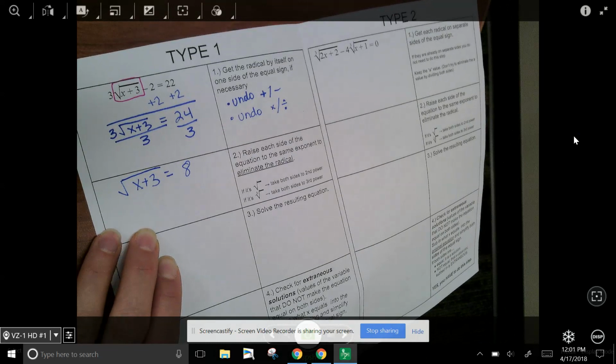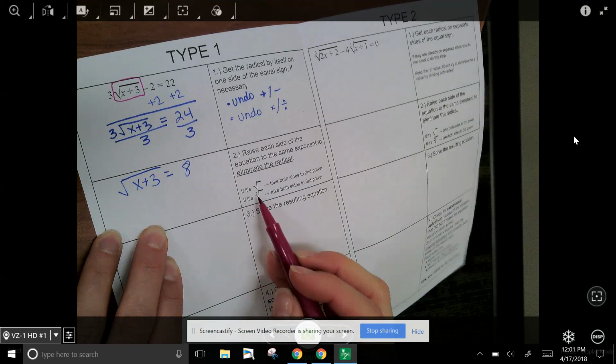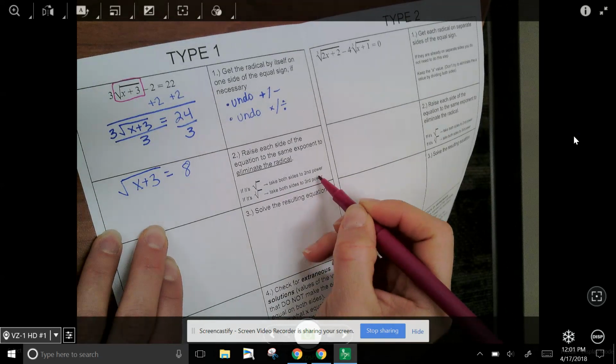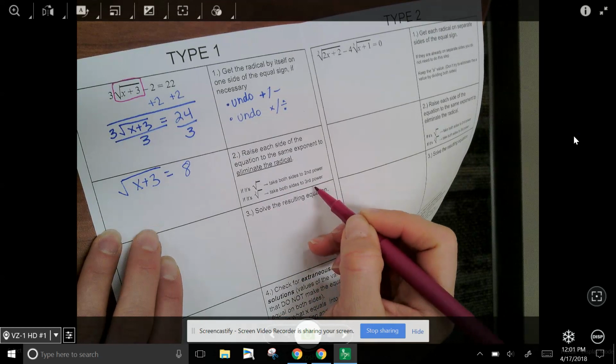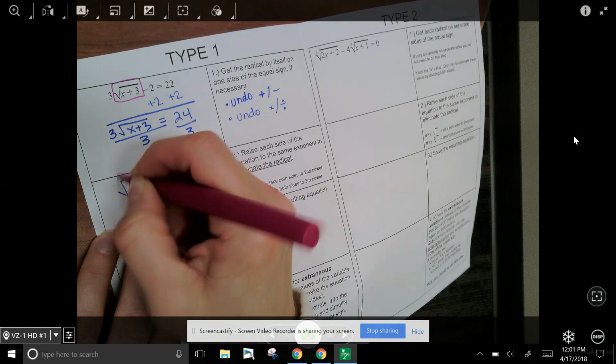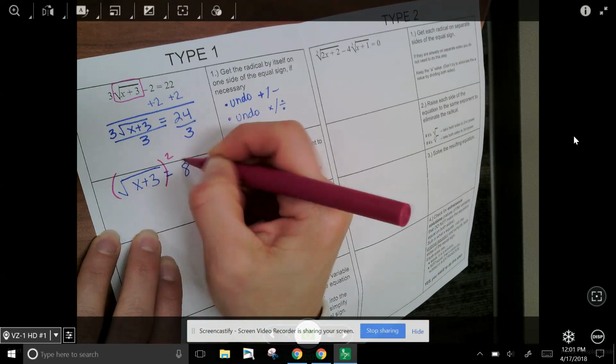Now I'm going to eliminate the radical. I'll do this by raising each side of the equation by an exponent. If it's a square root, I'm going to take both sides to the second power. If it's a cube root, I'm going to cube both sides. Well, this is a square root, so I'm going to square both sides of the equation.